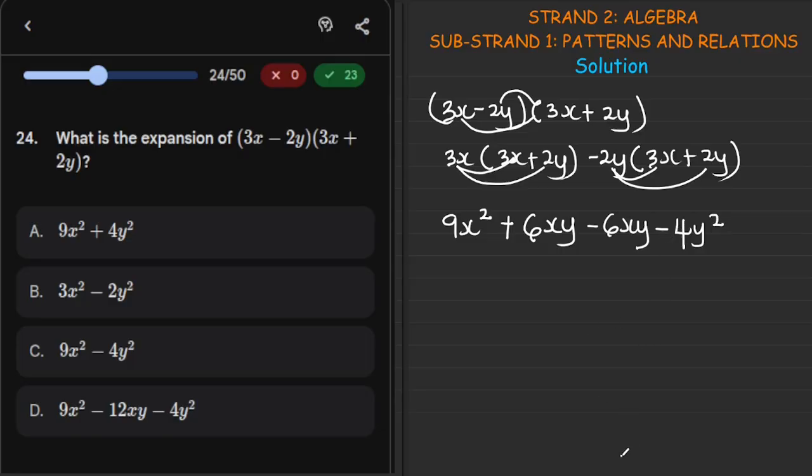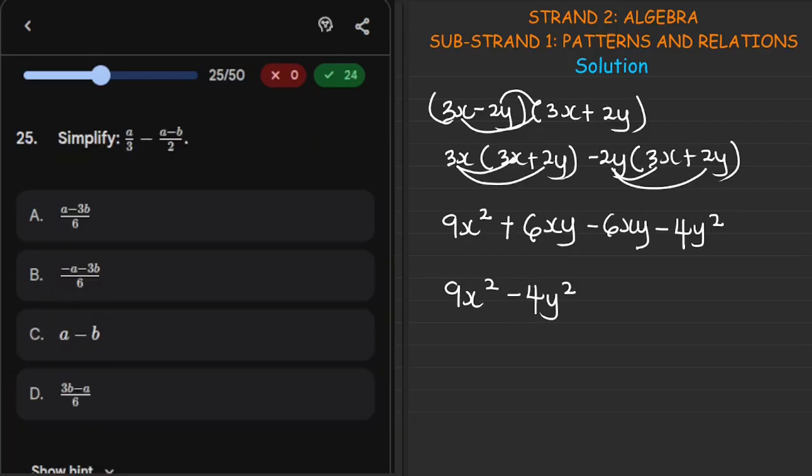So with this, you realize that these ones are the same but with opposite polarity. Hence, they will cancel out. So with that, we have our 9x squared, then this giving us 0, minus a 4y squared. And that is our simple answer. If you really understand difference of two squares, if you see these questions, you don't even need to solve. You can quickly work that out and then you'll be good to go.